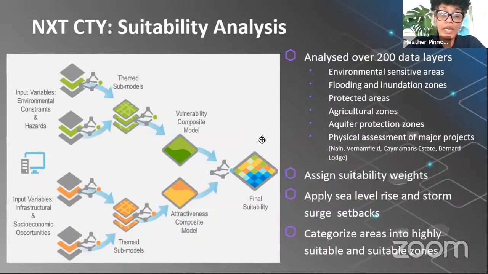This process included assigning suitability weights, going through models, putting together submodels and then composite models, looking at environmental constraints and hazards. Then we looked at infrastructure and socioeconomic opportunities. So we looked at both pros and cons. We layered them into submodels, then layered them into a composite model until we had a final suitability model. I should add that in doing this final suitability, we also looked at areas where the government of Jamaica already owns or holds lands that could be made available for development.